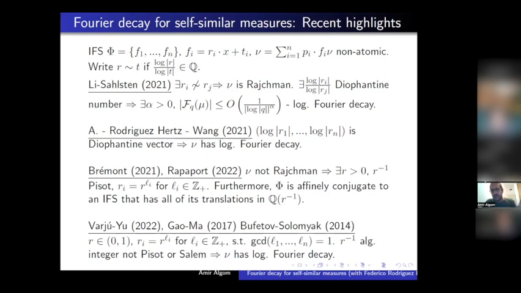So the history is Buffet of Solomiak in a slightly different context. Okay, it was a byproduct of another problem, but they obtained this result for Bernoulli convolutions. Gao and Ma did it for homogeneous ones, for all contractions equal, and Value and Yu proved this result as stated. Actually, Value and Yu proved something much more general, but this is actually only a consequence of their method.